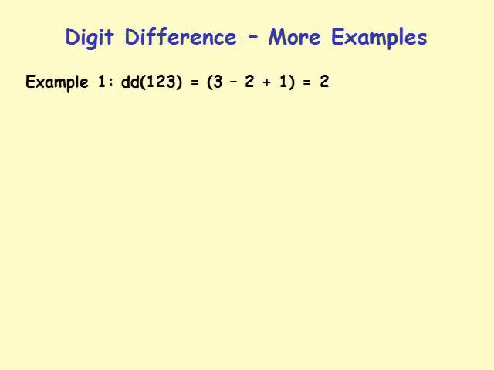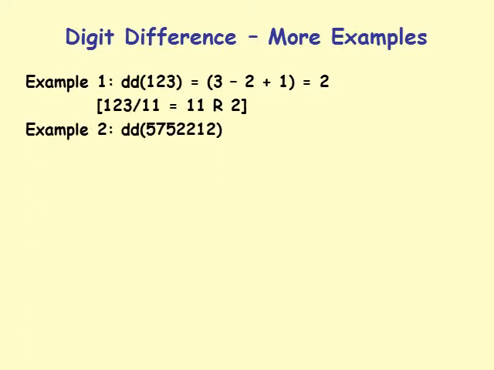Some more examples. Example 1. Digit difference of 1, 2, 3 is 3 plus 1 minus 2, which is 2. If you divide 123 by 11, it's 11 remainder 2. So this digit difference still matches the remainder 2 in this example also. It still verifies our assumption that digit difference is equal to the remainder when the number is divided by 11.